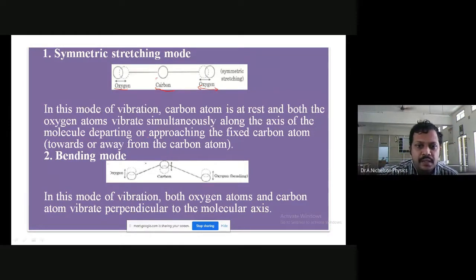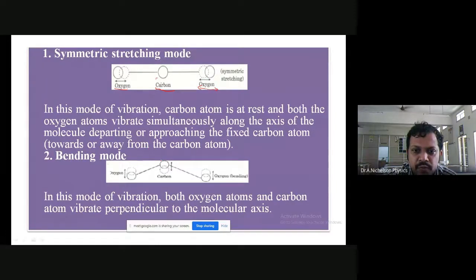And the next one is bending mode. Here you can see the difference. So all these three atoms are vibrating, perpendicular to the axis. So here it is parallel to the axis. Just consider this linear axis. So it is parallel to the axis. Now here it is vibrating perpendicular to the axis. So the vibration is in the vertical mode. In the first case, it is along the horizontal mode. So that is symmetric stretching mode.